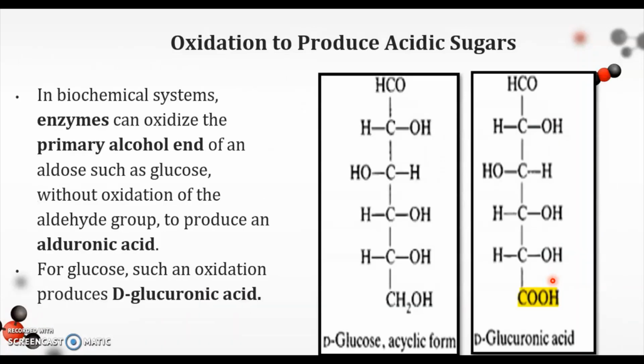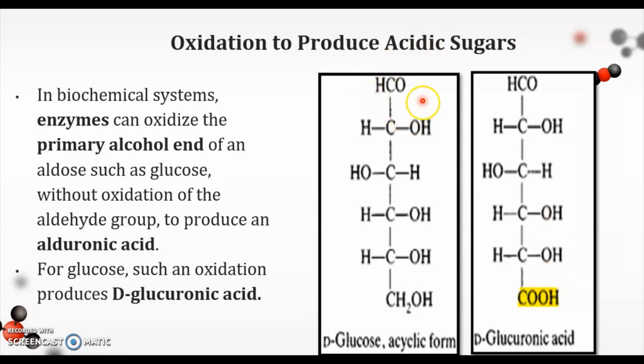What about if an enzyme is being used? In biochemical systems, enzymes can even oxidize the primary alcohol end of an aldose, such as glucose, without oxidizing the aldehyde group in order to produce alduronic acid. Let us take a look at the picture.